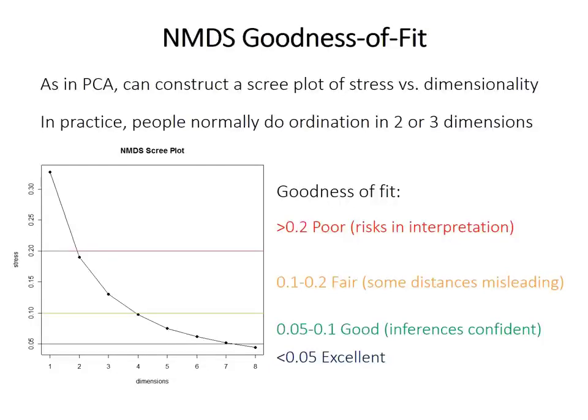So there are some rules of thumb, basically that a stress greater than 0.2 is a fairly poor fit, and there might be some risk of making error when you interpret the relative position between the points. A stress between 0.1 and 0.2 is an okay fit. Maybe some of the distances might be a little bit inaccurate, but overall it's pretty good. And a stress between 0.05 and 0.1 is said to be quite good, and you should be able to make pretty confident inference about the relative position of the points. And then a stress less than 0.05 is really excellent, but you almost never really see this when you're dealing with complicated data.